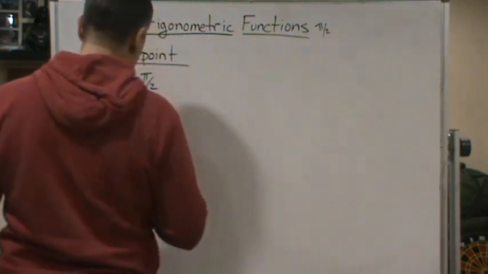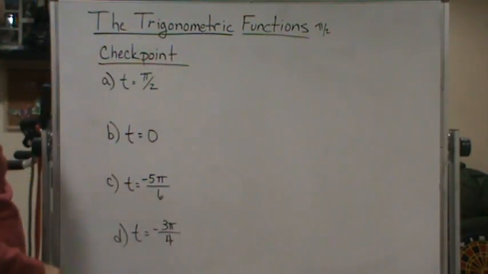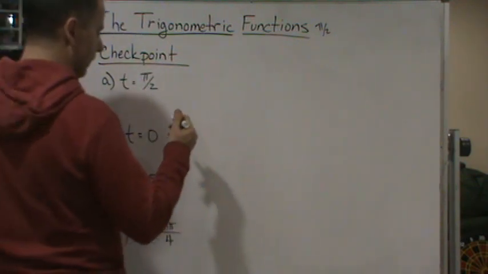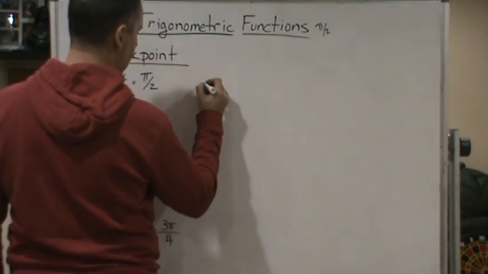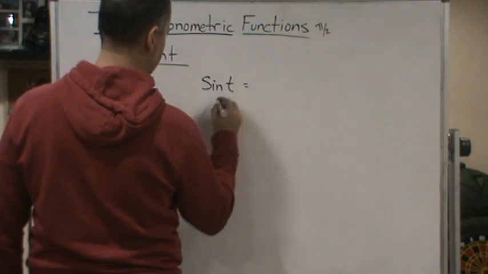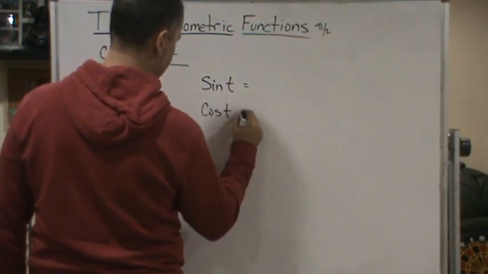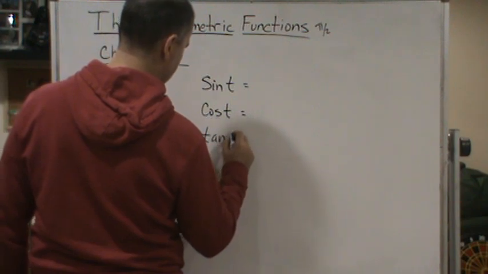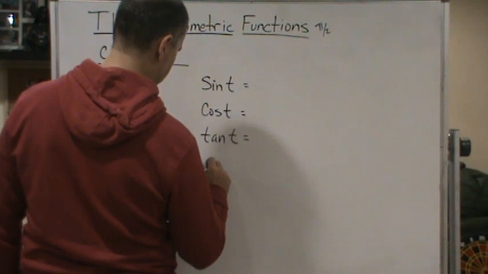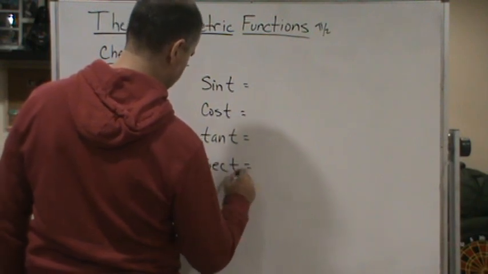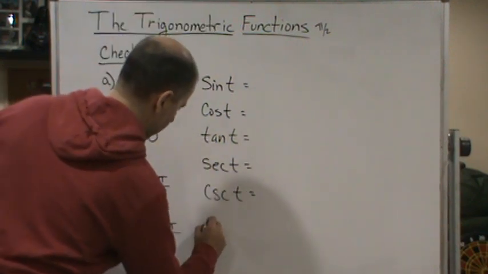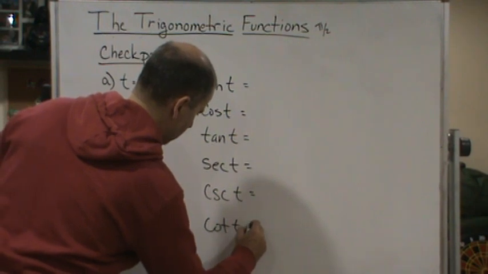Okay, so now, what I'm going to do is write out the 6 trigonometric functions like I did before, because it's easier for me to erase things than you. So just follow along. So sine t, cosine t, tangent t, and then we're going to do secant t, cosecant t, and then cotangent t.